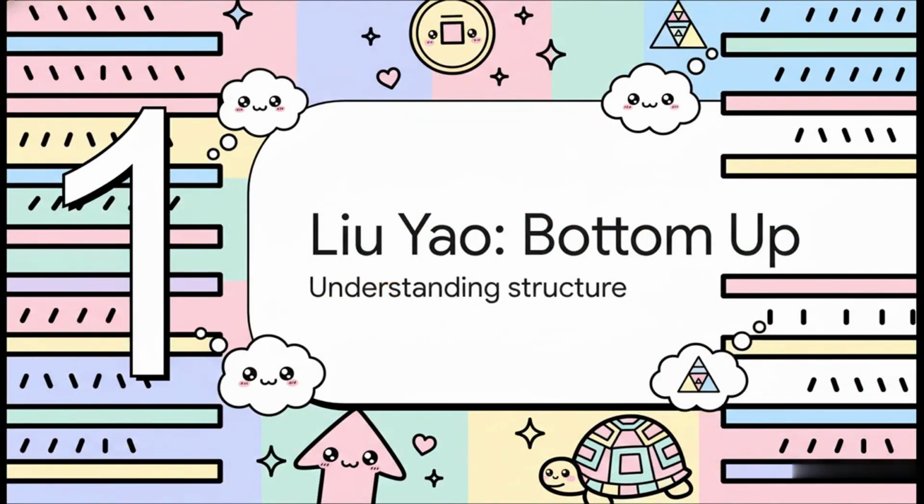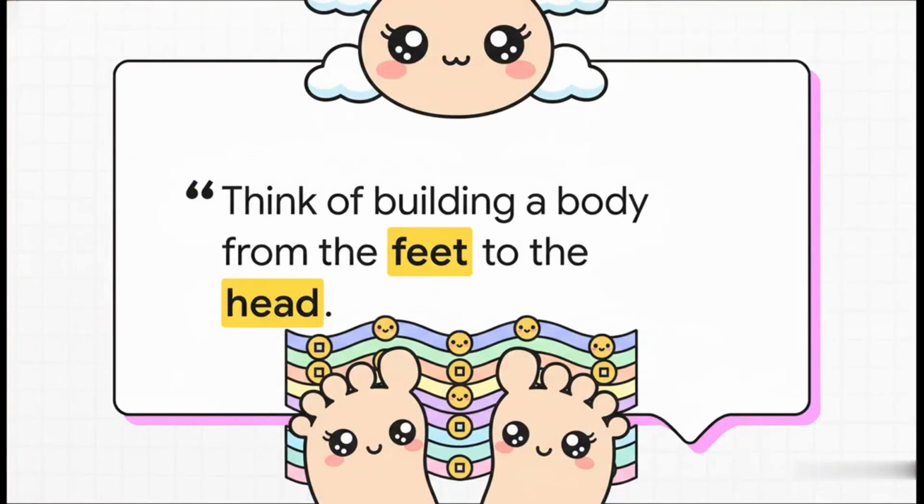First things first, everything in Liu Yao, and I mean everything, is built on a structure of six positions, or Yao. And the number one rule, the thing you absolutely have to burn into your brain, is that we always read from the bottom up. And honestly, this is the best way to think about it.